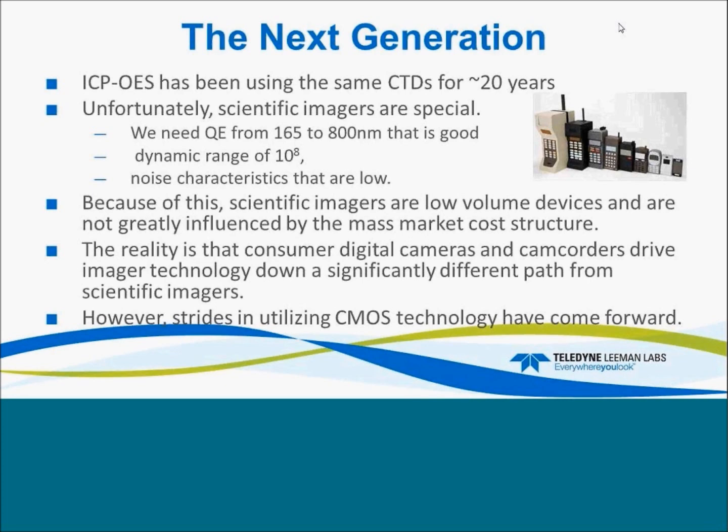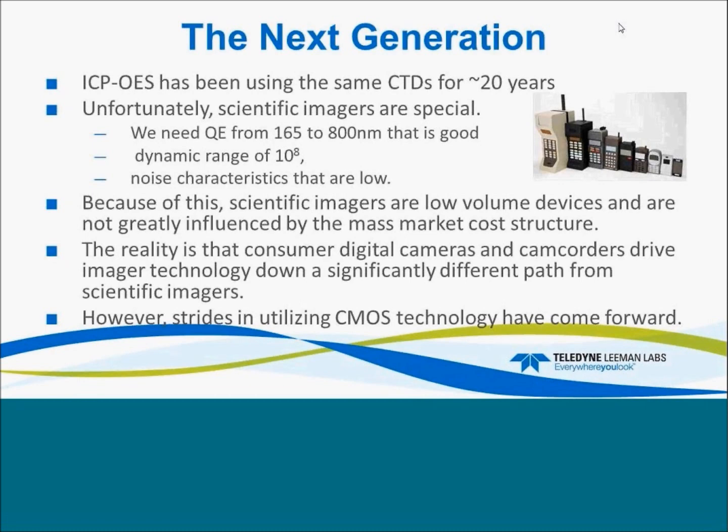So because of this, scientific images are low volume devices, and the market is not influenced by the mass market cost structure. We don't see the prices dropping of these devices like you do on little point and shoot cameras and cameras that are on your iPhone. The reality is that consumer digital cameras and camcorders drive imager technology in a significantly different direction than we are. So it's a major undertaking for somebody to be able to go in and develop a new detector for ICP, and that's one of the reasons you've seen the same detectors being used over the past 20 years or so.